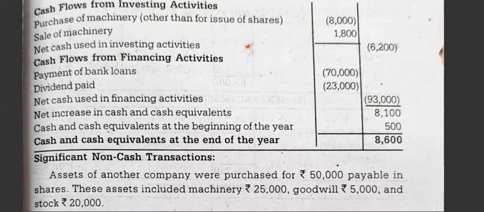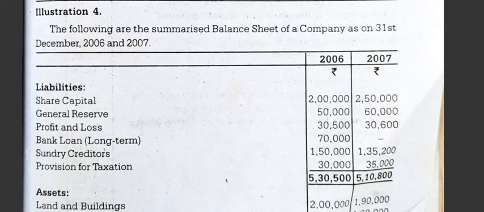Okay, at the end of the year, this is what they have. This is the working note given where 50,000 shares were issued when they purchased machinery 25,000, stock 20,000, and goodwill 5,000. Okay, I hope I have explained all those concepts in detail. Go through the problem. Any doubts you can clarify. Thank you.